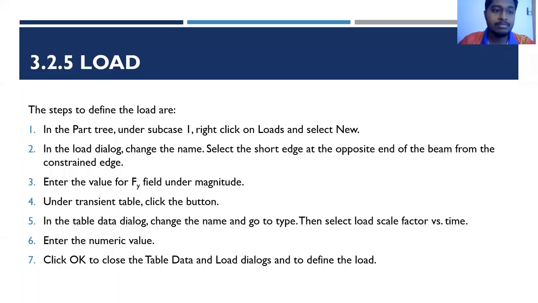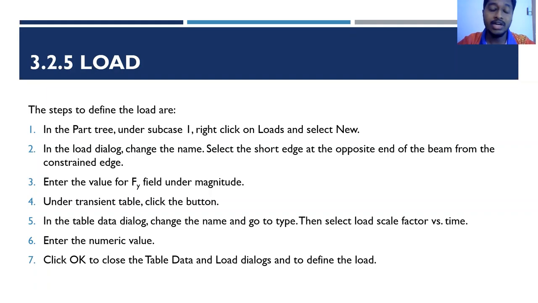Now I'm going to present 3.2.5, which is the load part. The steps to define the load are, first of all, in the part under subcase 1, right click on loads and select new. Second, in the load dialog, change the name. Select the short edge at the opposite end of the beam from the constrained edge. Third, enter the value for the FY field under the magnitude.